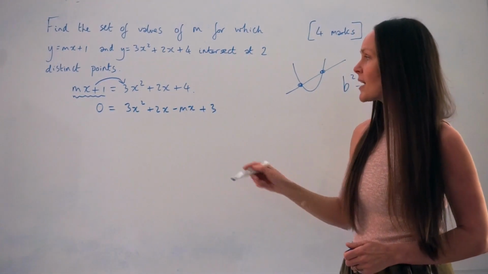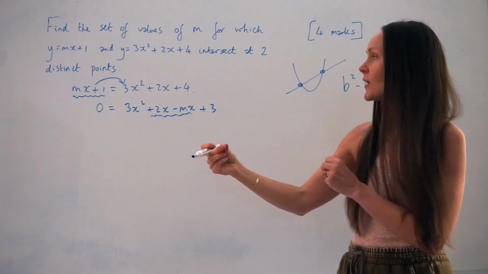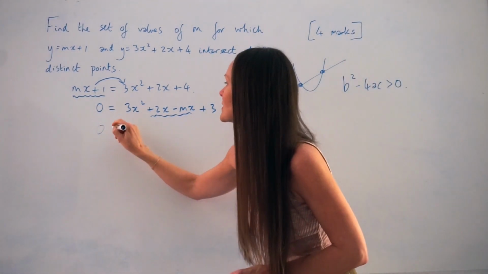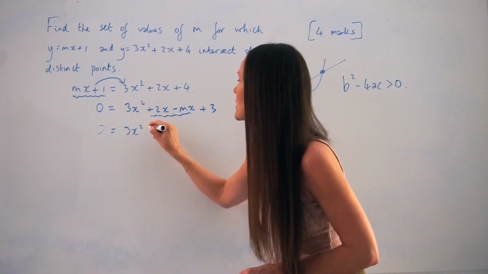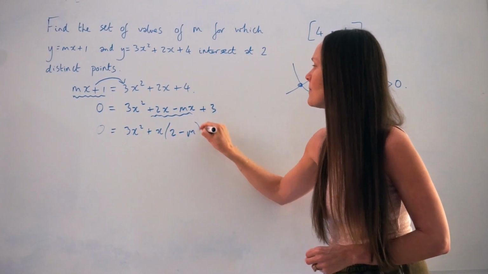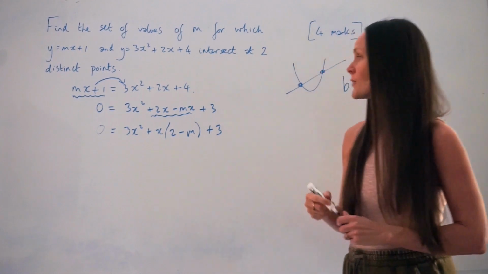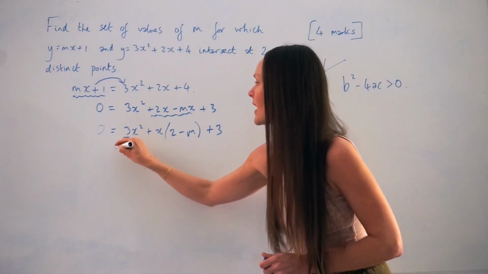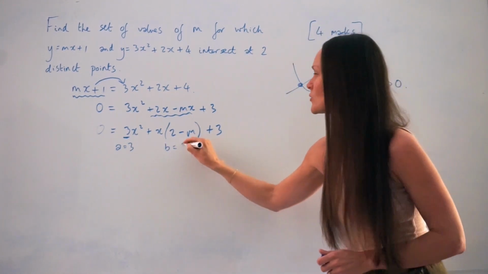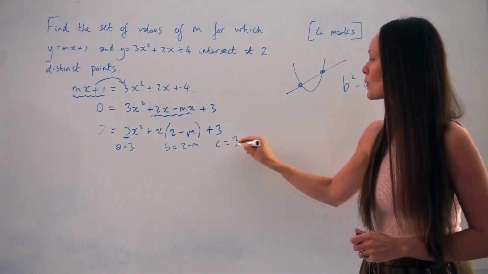Okay, now in my next step, I'm just going to factorize the x terms here so that I can isolate the value of x and find my value of b a little bit more easily. So 0 is equal to 3x squared plus x, and then inside the brackets, if I factorize, I'm going to have 2 minus m, plus 3. So if I can now write down my values of a, b, and c, they would be a is equal to 3, b is equal to everything inside the brackets, so 2 minus m, and c is always the constant, so the part without x, so 3.